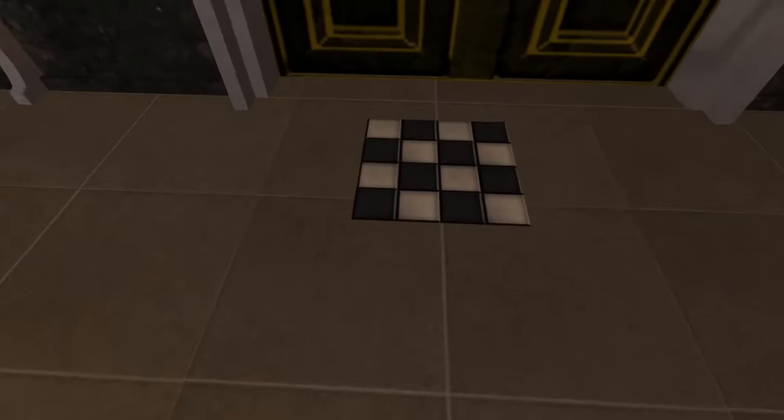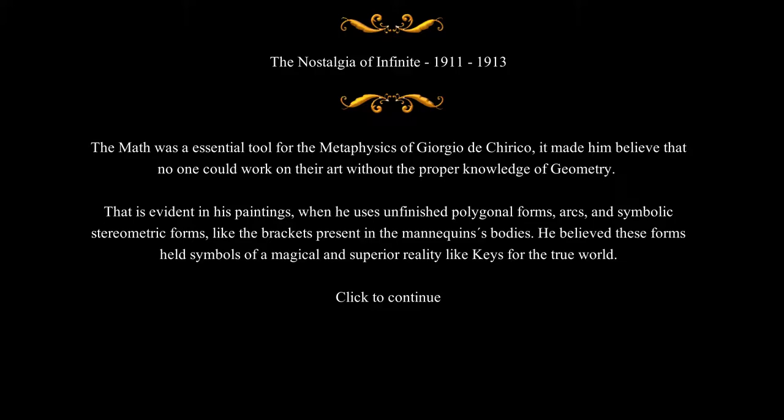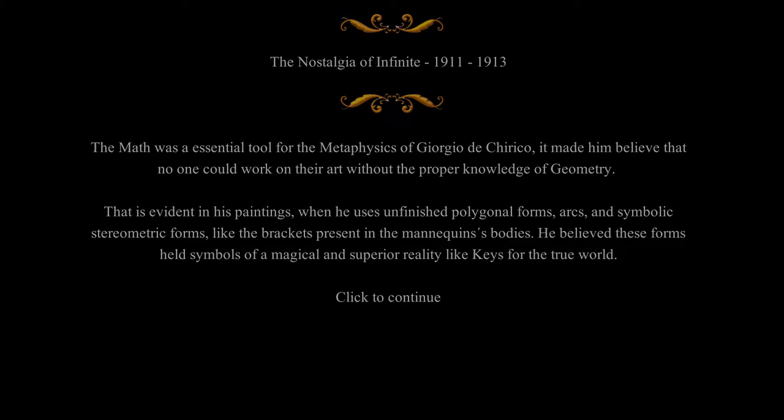Now this one, quite pumped to see. The Nostalgia of the Infinite, 1911-13. Math was an essential tool for the metaphysics of Giorgio di Chirico. It made him believe that no one could work on their art without the proper knowledge of geometry. That is evident in his paintings when he uses unfinished polygonal forms, arcs, and symbolic stereometric forms like the brackets present in the mannequins' bodies. He believed these forms held symbols of a magical and superior reality, like the keys for a true world. They are kind of strange, almost supernatural.